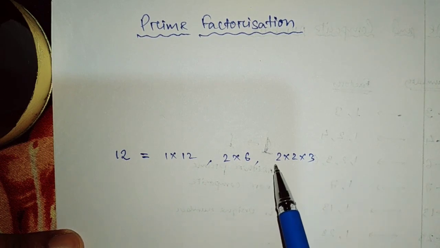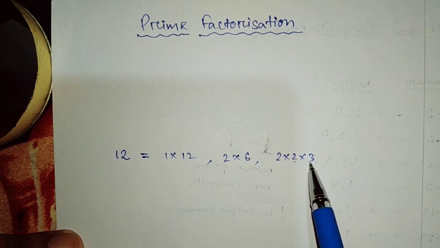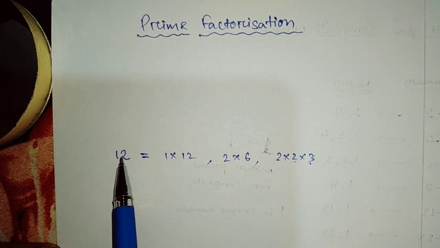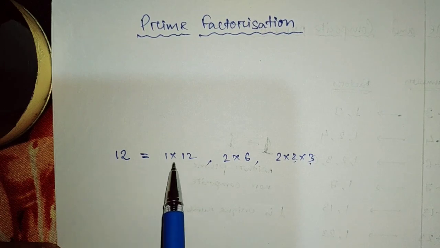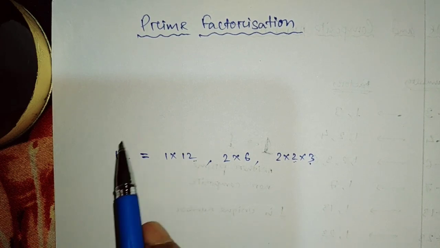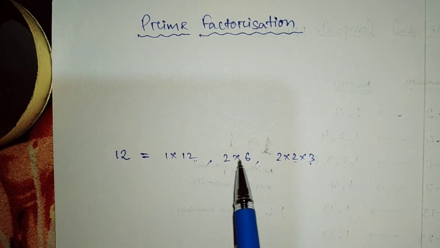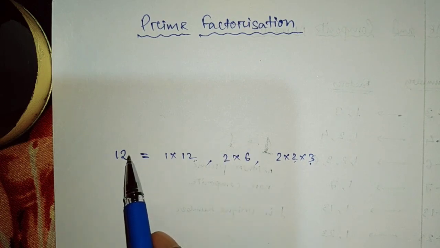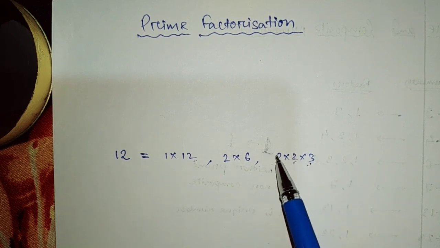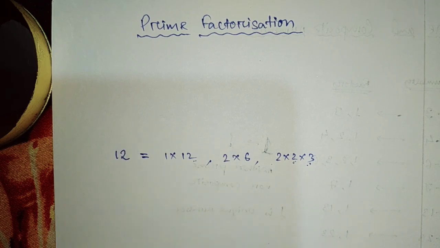Can't we write it like this also? 2 into 2 is 4, 4 into 3 is 12. Since we've written 12 as 1 into 12, 1 and 12 are the factors of 12. Again, 2 into 6 is 12, so 2 and 6 are the factors of 12. In this case also, 2 into 2 into 3, which is 12, 2, 2 and 3 are the factors of 12. Now you notice one thing.